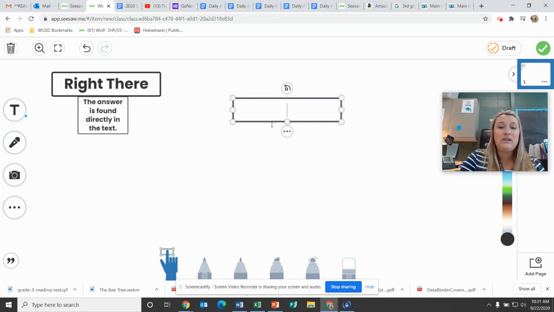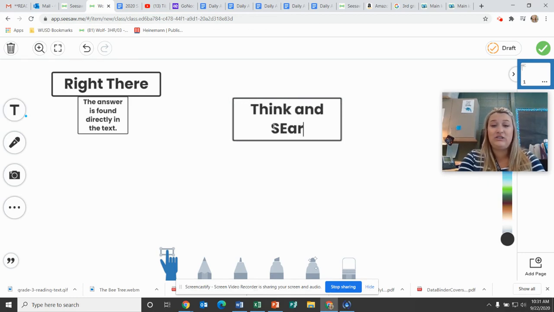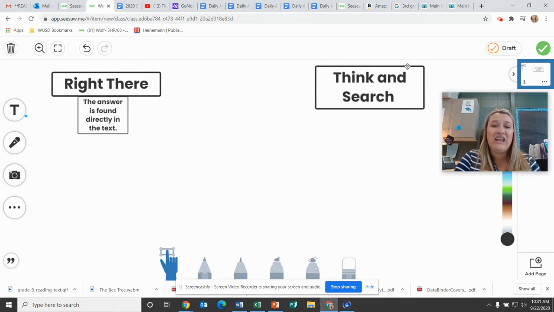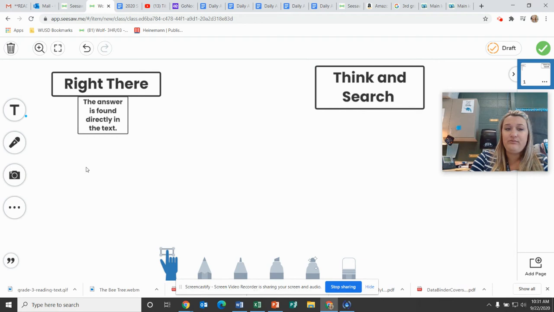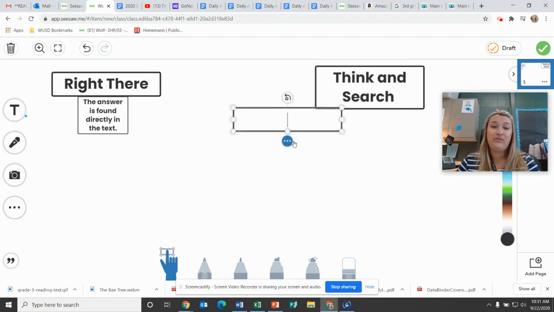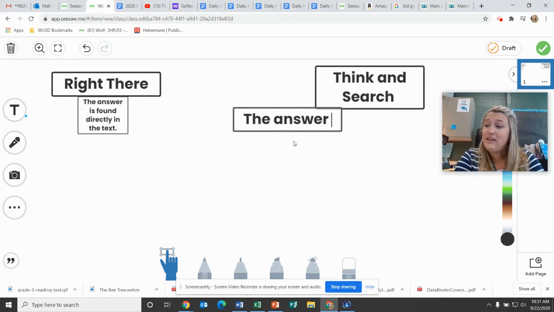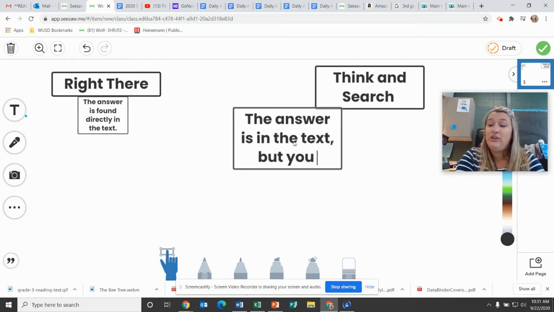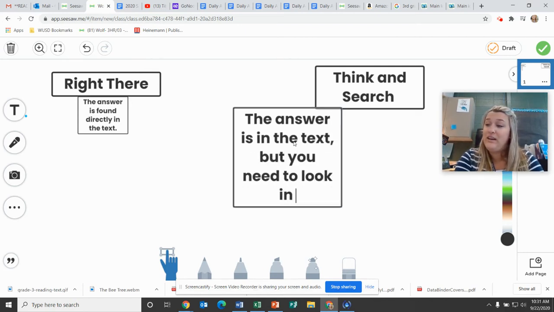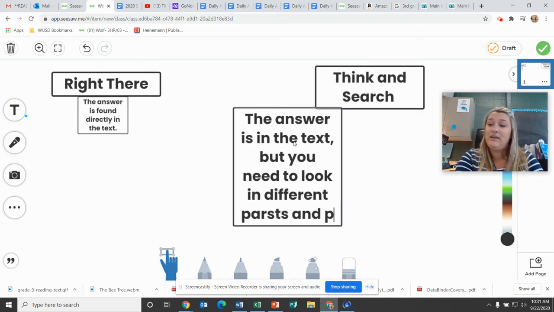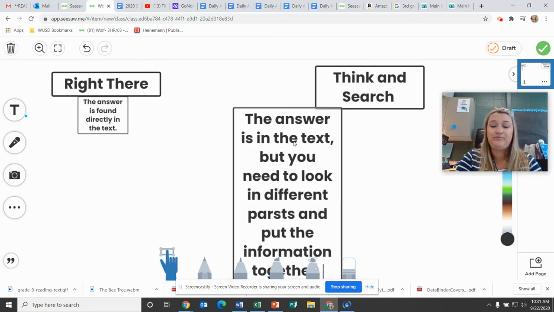Okay? Then we talked about a think and search question. Think about what that is. What is a think and search? Think about it. So right there, you point right there, right? Think and search. You are thinking about it and you are searching throughout the book in multiple spots, okay? So the answer is in the text, but you need to look in different parts and put the information together.